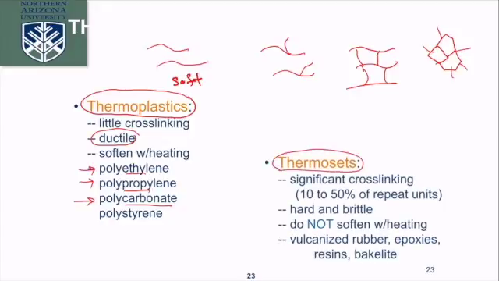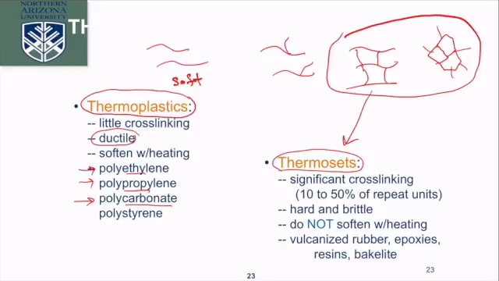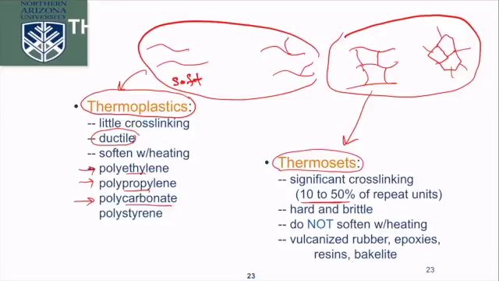Thermosets have lots of cross-linking. So these two in particular would be thermosets. These two would be thermoplastics. Okay, so significant cross-linking, usually 10 to 15% of all of the repeat units are attached to something else. Makes them very hard, also makes them brittle because you can't pull them apart very easily. And they do not soften when you heat them, so they actually burn. Instead of melting, they burn. That can be fairly toxic.